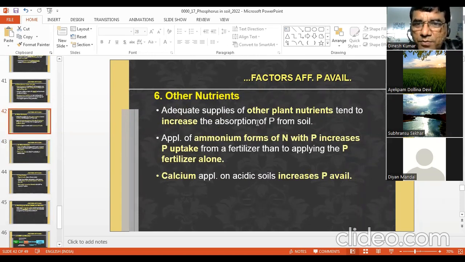So adequate supplies of other plant nutrients tend to increase the absorption of phosphorus from soil. Calcium application on acid soils: if you supply calcium, it can increase phosphorus availability in acid soil. So it is interacting with calcium also. Application of the ammonium form of nitrogen with phosphorus increases P uptake. This is a very important point, compared to applying the phosphorus fertilizer alone. So they are having a positive interaction.